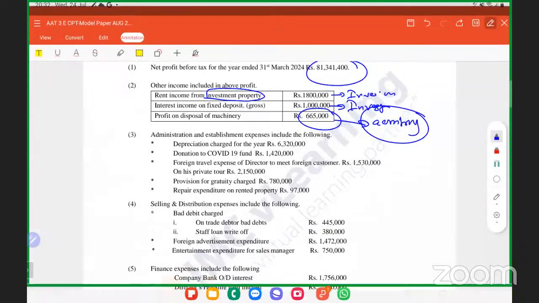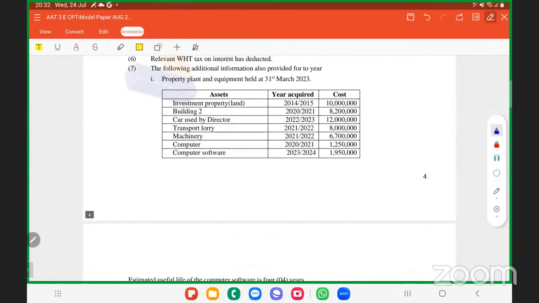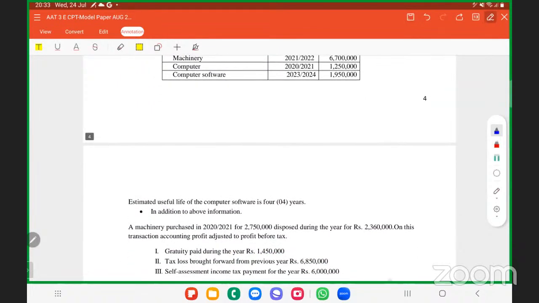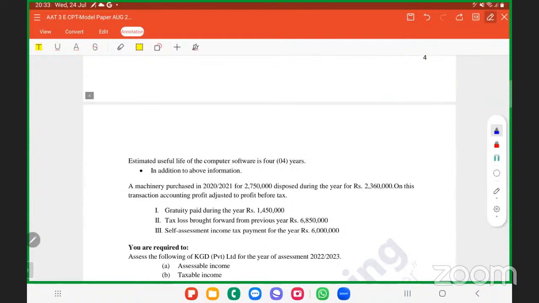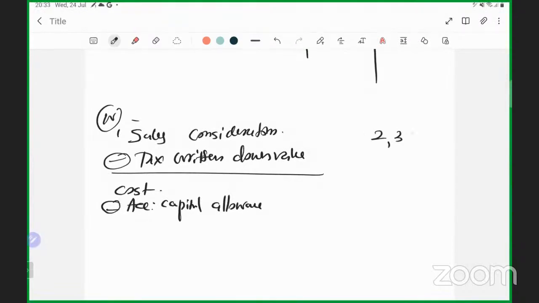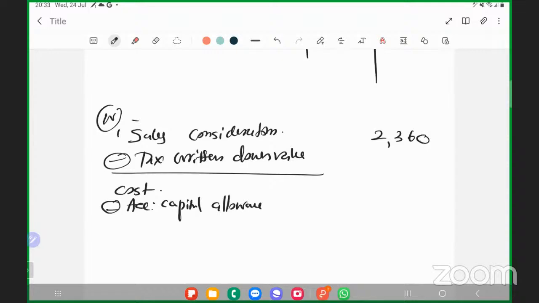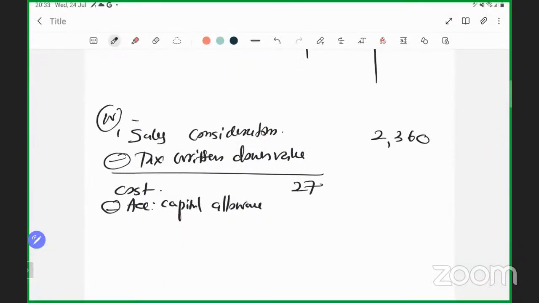Then the sales consideration, every piece of information is given under adjustment number 7. Here you can see the information in this case: a machinery purchased in 2020/21 for 2.75. That is the cost. Disposed during the year, 2023/24, this is the selling price, the sales consideration, 2,360,000. That is 2,360 rupees in thousands. The cost, as you already know, is 2,750.